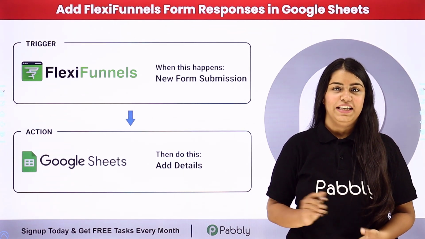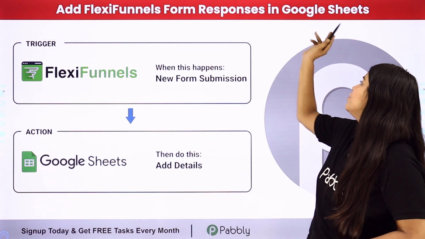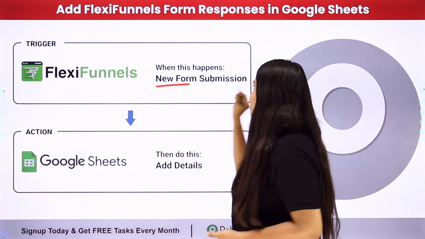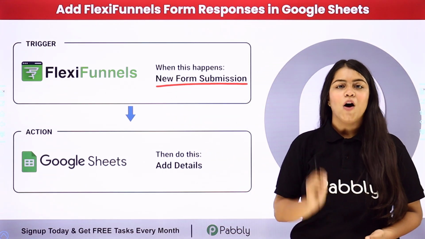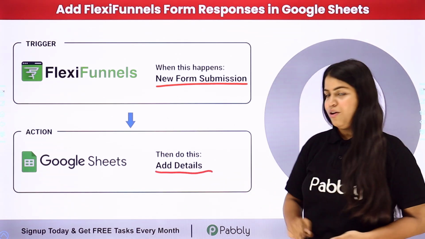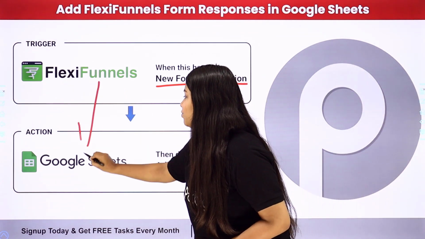The title of our today's video is How to Add FlexiFunnel Form Responses in Google Sheets. So the objective of our today's video is that as soon as a new form is submitted in FlexiFunnels, automatically the details of that form should be added in my Google Sheets too. For this, we are going to create a connection between FlexiFunnels and Google Sheets.